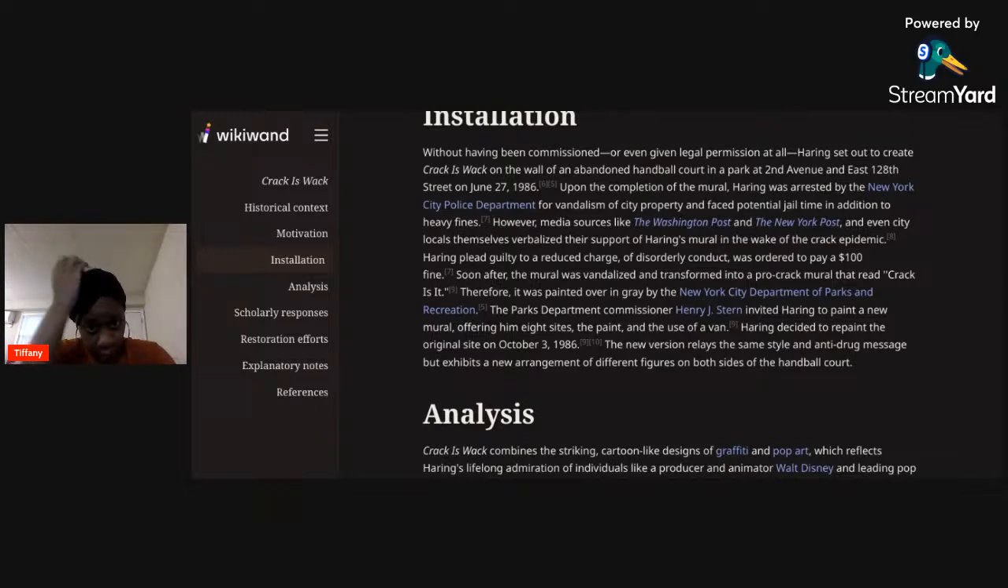Haring pleaded guilty to a reduced charge of disorderly conduct and was ordered to pay a $100 fine. Soon after, the mural was vandalized and transformed into a pro-crack mural that reads "Crack It Is." Therefore, it was painted over in gray by the New York City Department of Parks and Recreation. Parks Department Commissioner Henry J. Stern invited Haring to paint a new mural, offering him 8 sites, the paint, and the use of a van. Haring decided to repaint the original site on October 3rd, 1986.